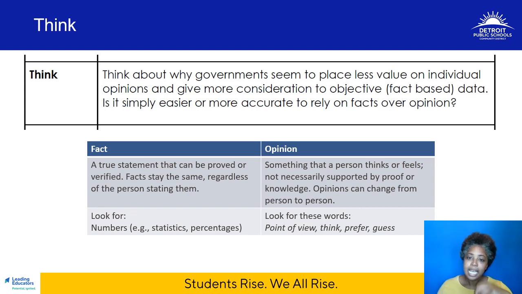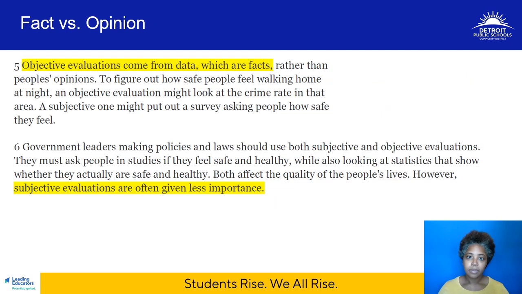and an opinion. A fact is a statement that can be proven to be true. An opinion is a stated preference or idea, which may vary from source to source or person to person. There are some clues you can keep in mind when determining whether something is a fact or an opinion. So, for example, numbers often signify facts, and this can come in the form of statistics or percentages. Opinions are going to have more signal words such as point of view, think, prefer, or guess.